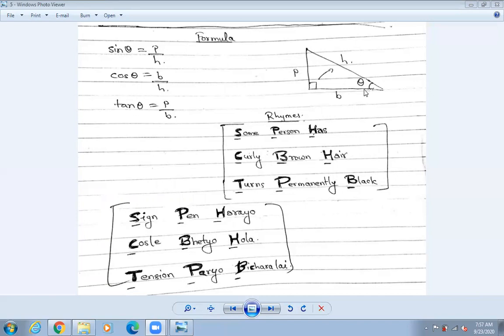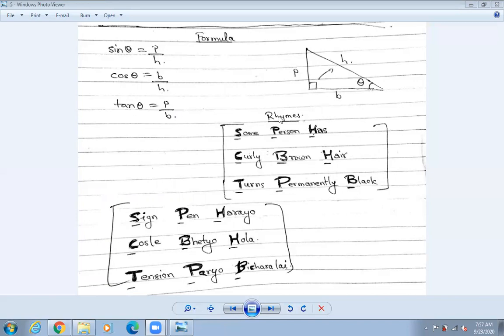And where the two land, they land on the base, that means this is the base, that also we know. Hypotenuse, perpendicular, and base. So sine means p by h, cos equals base by hypotenuse, tan equals perpendicular by base. How to memorize?